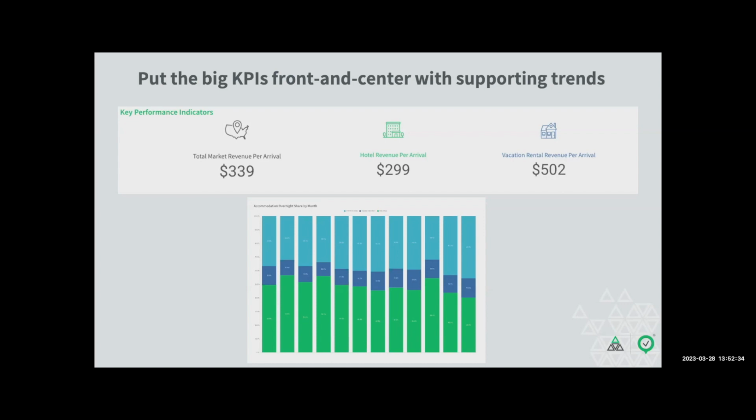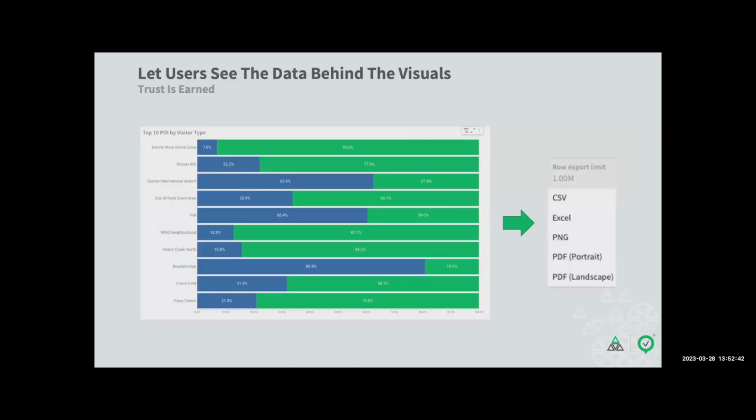But you can very easily see, most people stay in hotels. This is where vacation rentals come in, and this is how everybody else stays. And let them take things with them, right? And so trust is earned. In this case, you can take this particular chart and you can say, give me the CSV and the data behind it, give it to me in Excel, give me a high resolution PNG so I can put it in my own PowerPoint, give me a PDF. And so we try to give them a choice.